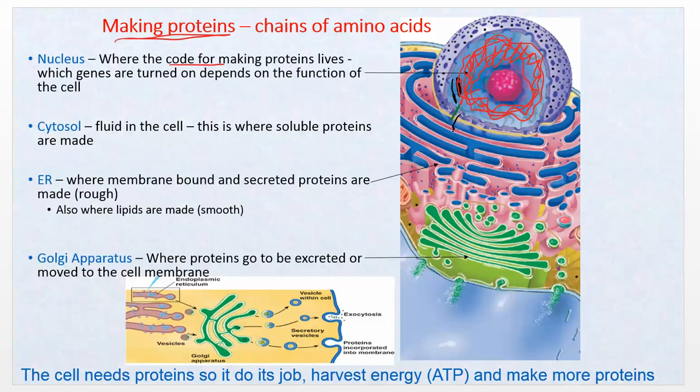That messenger RNA moves out, and then it binds to a ribosome. The ribosome can be free floating. So if we have our ribosome and our messenger RNA, I'll make it red, a ribosome will find it. So this is our messenger RNA, the copy of the gene that we just made.